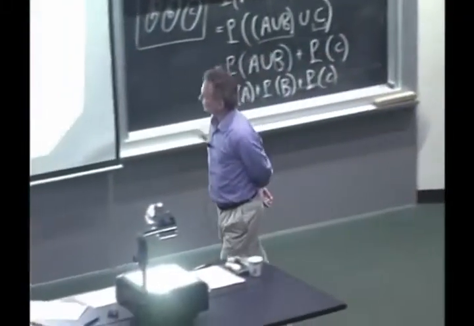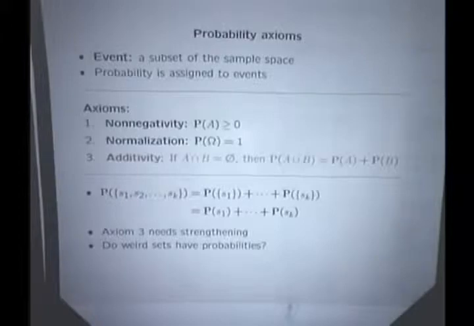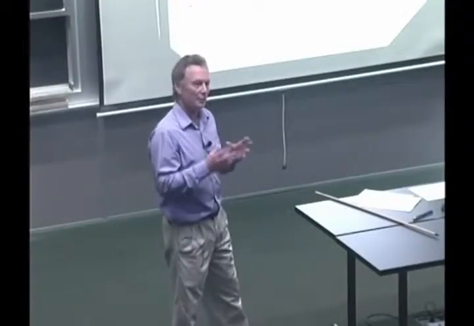A second subtlety has to do with weird sets. We said that an event is a subset of the sample space, and we assign probabilities to events. Does this mean that we are going to assign probability to every possible subset of the sample space? Ideally, we would wish to do that. Unfortunately, this is not always possible.